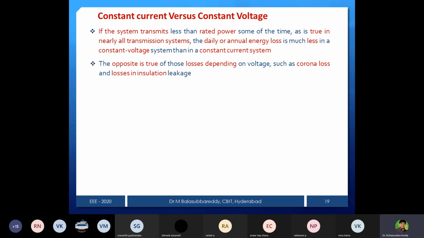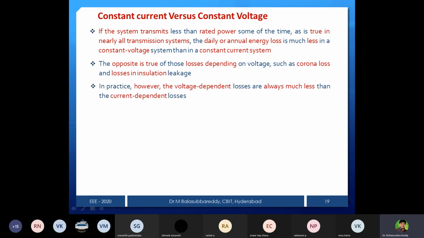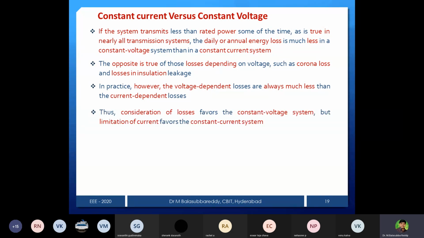Otherwise, the same is true for the voltage dependent losses, such as corona losses and losses from insulation leakage, all these things can also be problems. But in practice, the voltage dependent losses are always much less than the current dependent losses. That is always true, because voltage losses are a very negligible amount, and the main factor is the current dependent I square R losses. Consideration of the losses favors the constant voltage system, but the limitation of the current favors the constant current system.